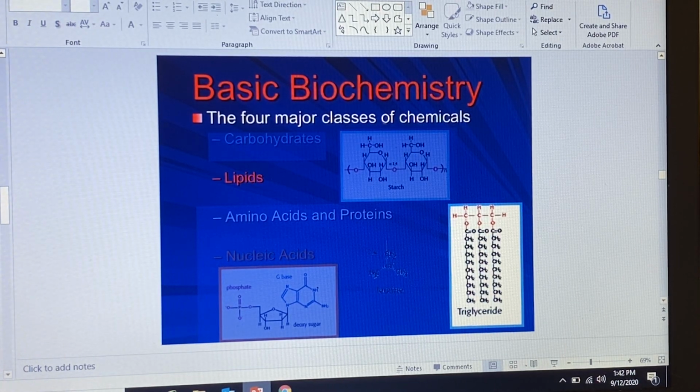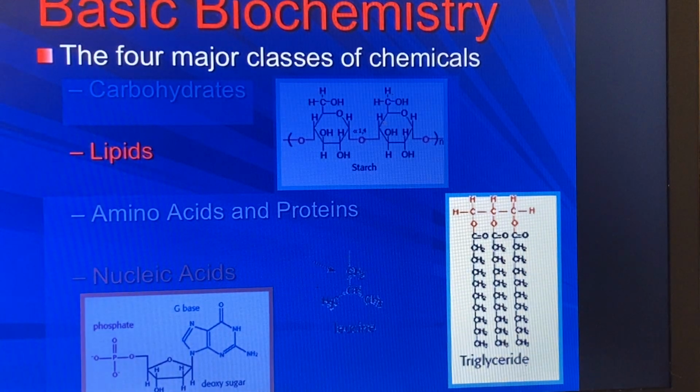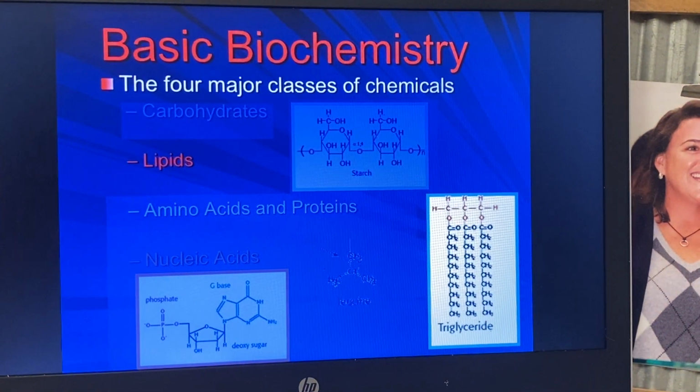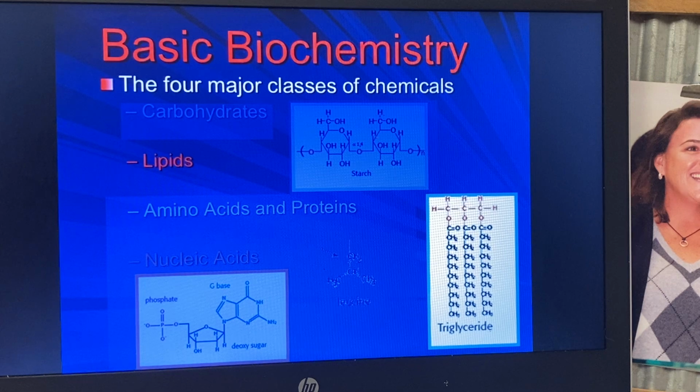Okie doke. So we made it through carbohydrates. Remember, carbs, their primary function is to provide fast energy, so it can be burnt by your cells and give you a whole bunch of energy. Okay, now we're going on to our next category of biomolecules, which are the lipids.